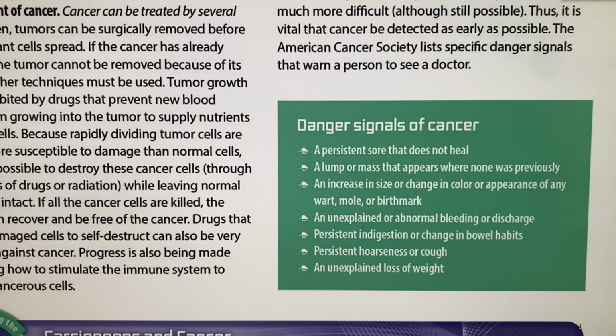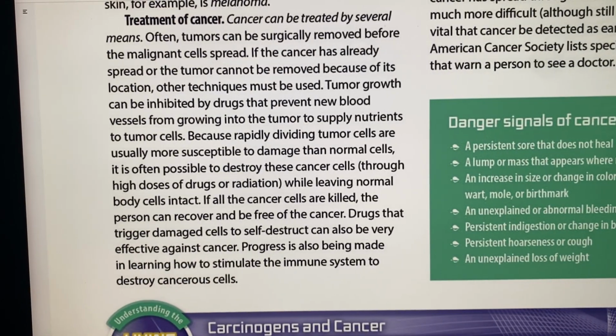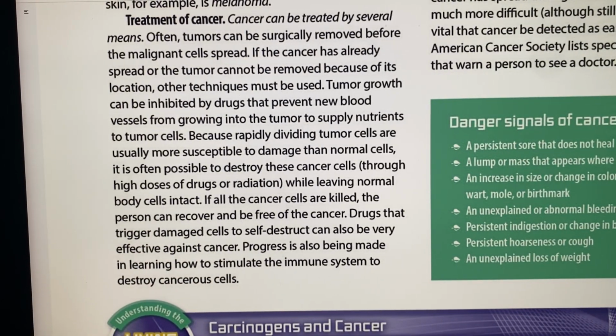The treatments. What are the treatments of cancer? Tumors, you can cut them out surgically, right? Surgically remove those tumors. You can be given chemotherapy, which is drugs to prevent new blood vessels from supplying the nutrients, or drugs that trigger the damaged cells to self-destruct. So chemotherapy is chemicals or drugs.